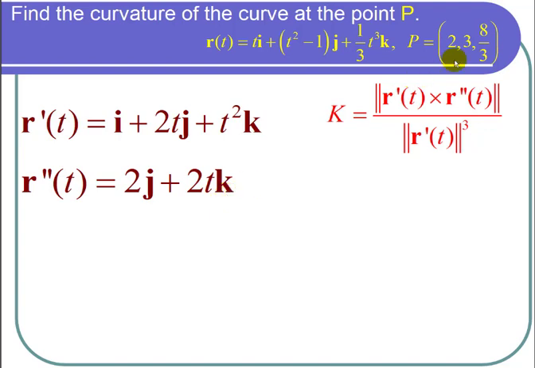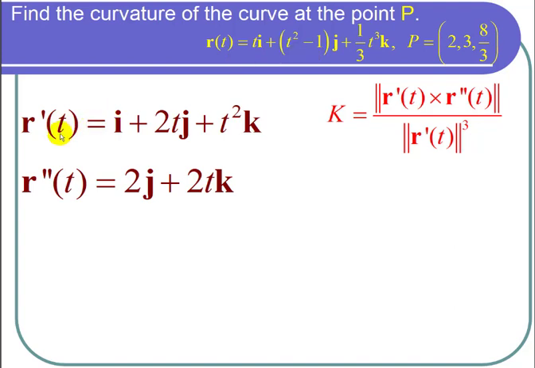So the point is (2, 3, 8/3). Notice that the first component t must be equal to 2 for the point to work out. And if we plug in 2, we get 2i, and then we have 2 squared is 4 minus 1 is 3, so that matches. We get 3j. And 1/3 times 2 cubed really is 8/3. So the point P is a point where t is equal to 2.